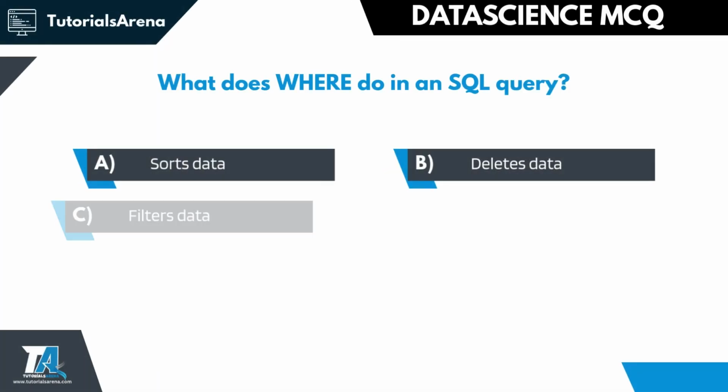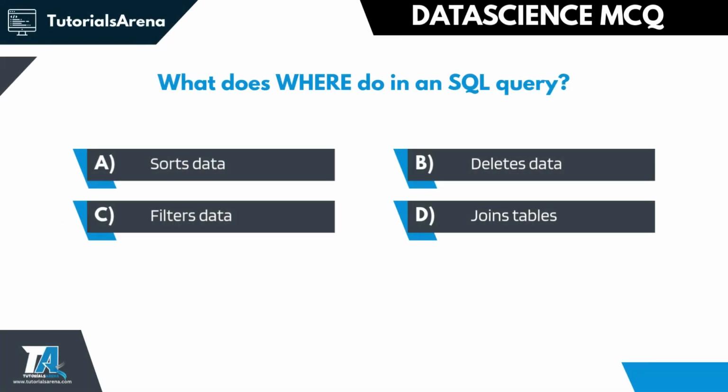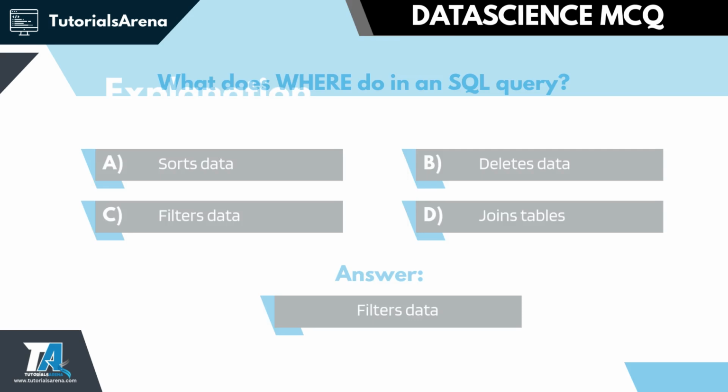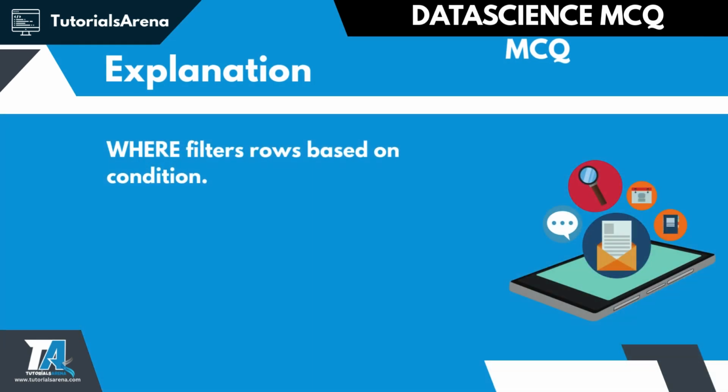What does WHERE do in a SQL query? The answer is option C, filters data. The WHERE command filters rows based on a condition.